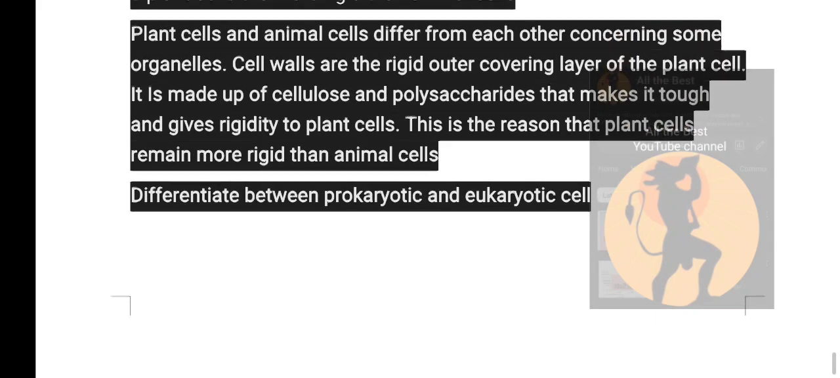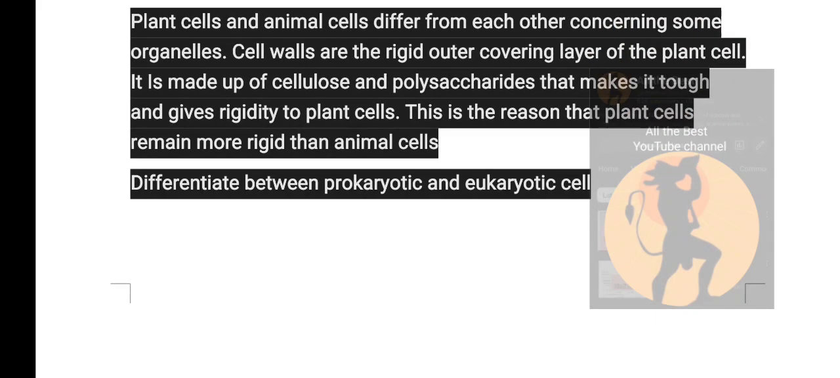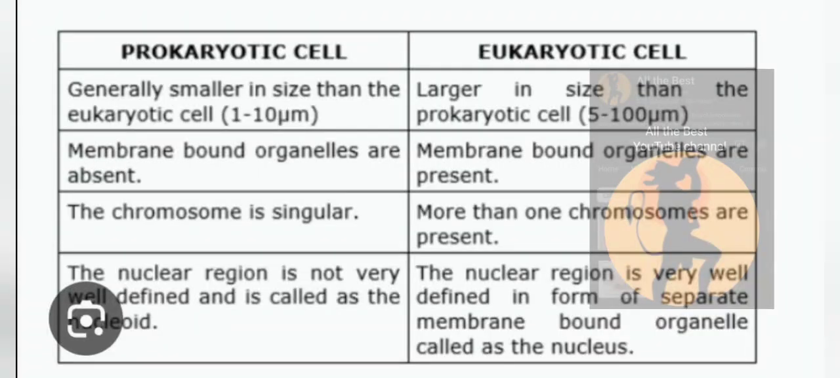So differentiate between prokaryotic and eukaryotic cell. We have a diagram, I will explain it. Prokaryotic cell and eukaryotic cell. So prokaryotic cells are smaller than the eukaryotic cells. So eukaryotic cells are larger than prokaryotic cells. So membrane bound organelles are absent in prokaryotic cells. See, pro means primitive. Please remember like that. So prokaryotic cell, eukaryotic cell.